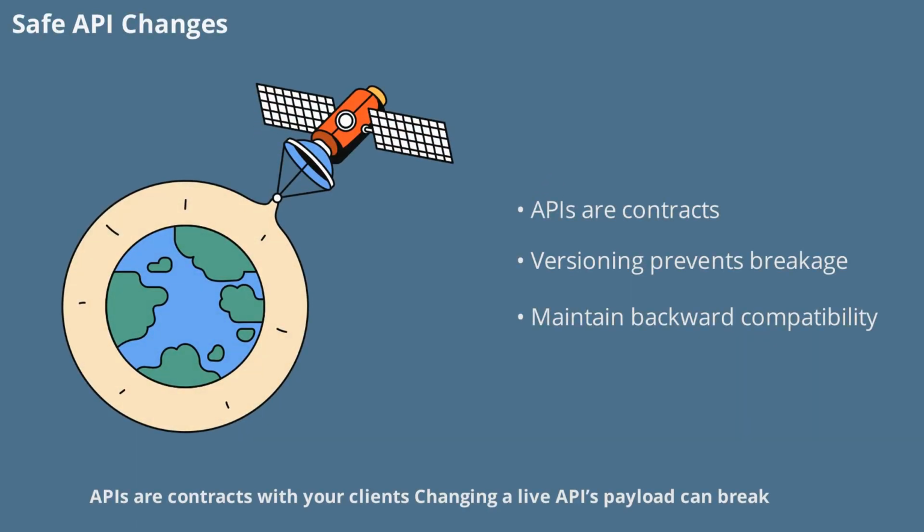APIs are contracts with your clients. Changing a live API's payload can break existing mobile clients that haven't updated in years. To avoid this, you need to understand API versioning, either through headers or URLs, and how to maintain backward compatibility. This ensures your users aren't disrupted by necessary changes.